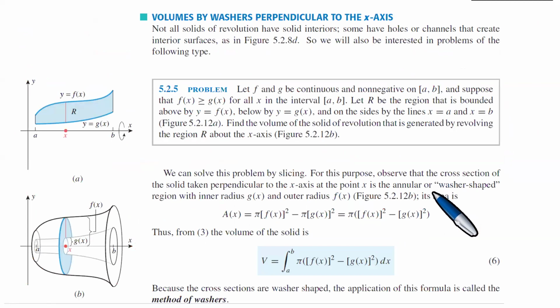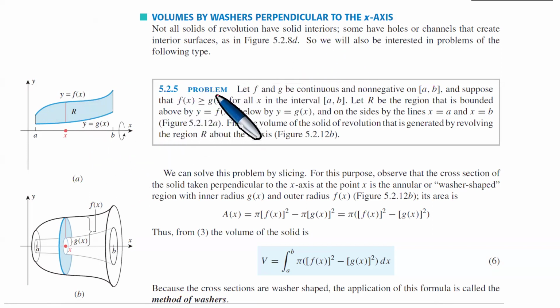Right, now, for instance, the volumes by washers perpendicular to the x-axis. Not all solids of revolution have solid interiors. Some have holes or channels that create interior surfaces, as in figure 5.2.8. Right, if there's a hole inside, like here, if this is the region and you revolve this, there's a space here, and because of this space, it is going to create a hole. So we'll also be interested in problems of the following type.